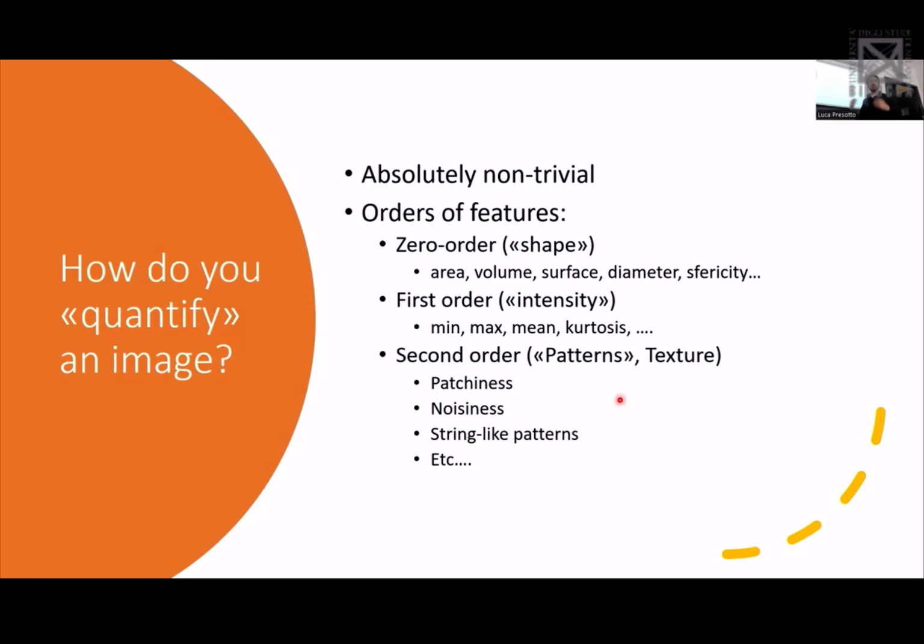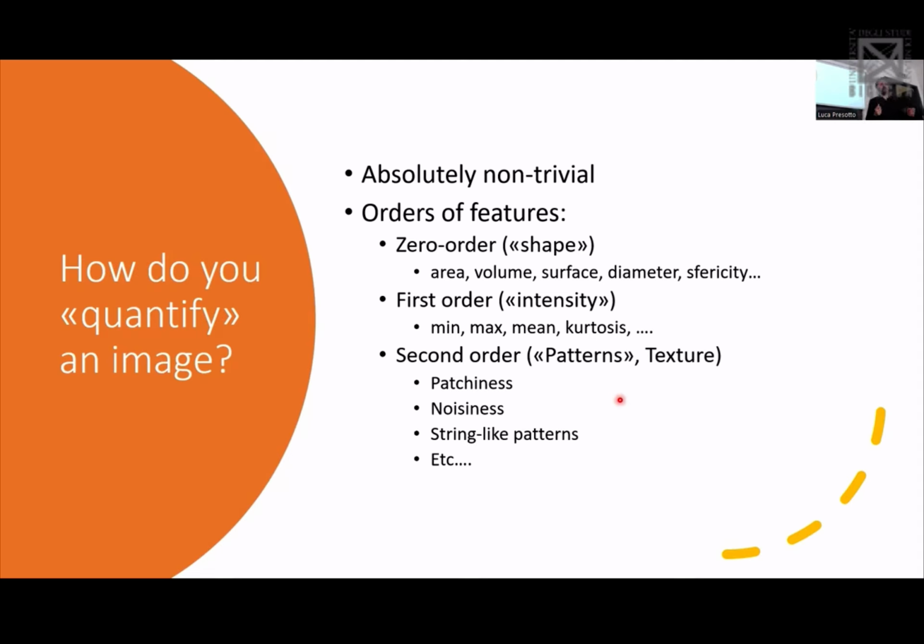So after confounding you a lot by showing all the issues that are present when trying to interpret an image, we can get some answers. The first one is that this is not trivial. And we can think about some orders of features that we can get from an image. The first one is that of zero order features, which describe shapes of an area.